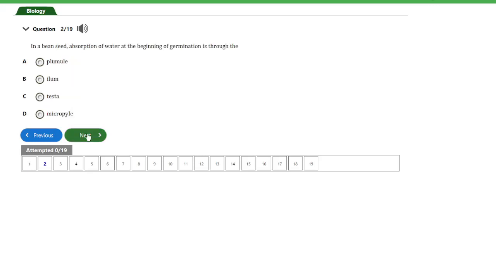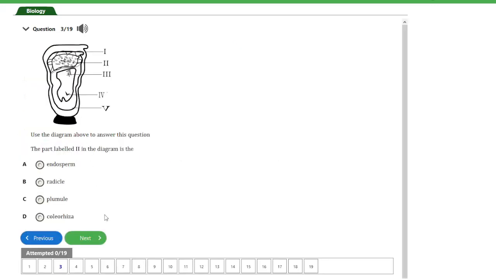Guys, the next question here is question number 2, and the question says, in a bean seed, absorption of water at the beginning of germination is through the A. Plumule, B. Hilum, C. Testa, D. Micropyle. So guys, the answer to this question is option D, and that's the micropyle. A micropyle is a small opening in the surface of the ovule, and it is through this that the pollen tube penetrates, and then it actually helps the absorption of water at the beginning of germination. So let's look at the next question, guys.